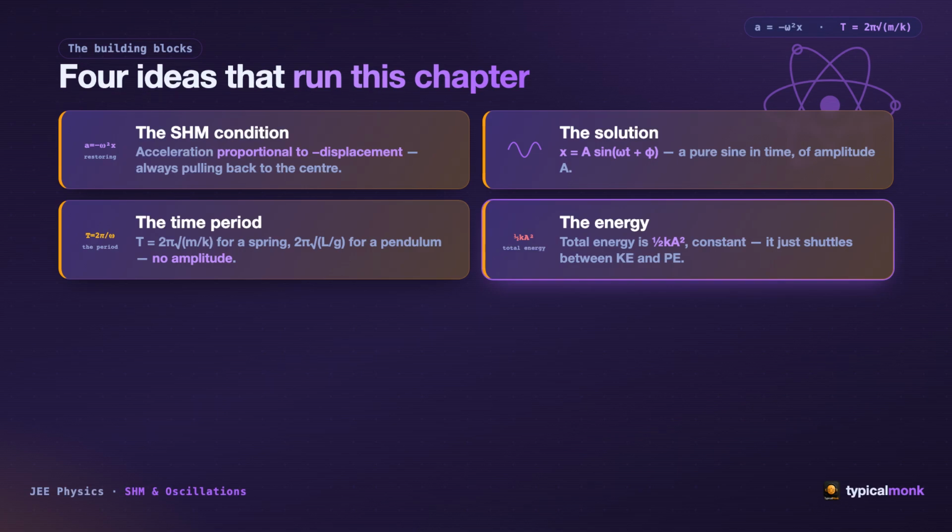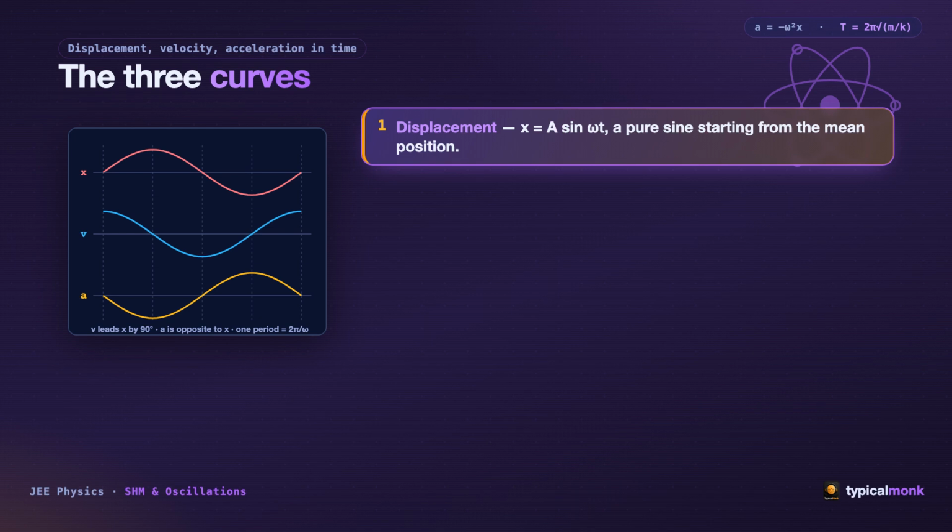And the energy, the total energy is half kA squared, and it stays constant. It simply shuttles back and forth between the kinetic and the potential. Now look at the picture. Displacement, velocity, and acceleration, each drawn against time, stacked one above the other.